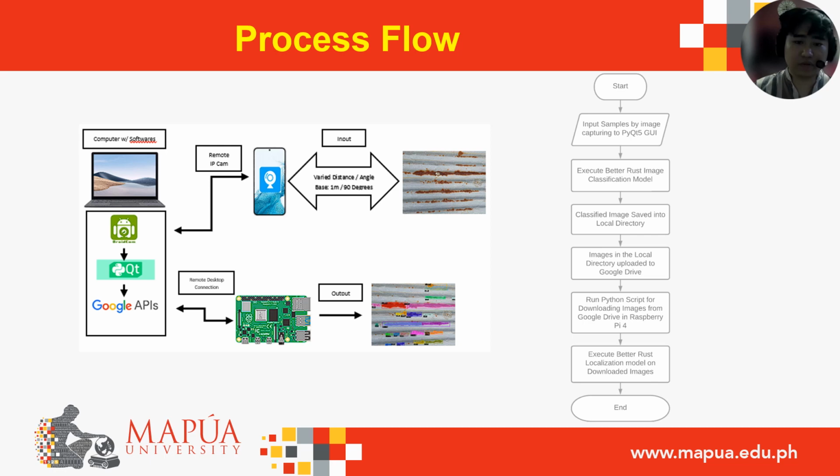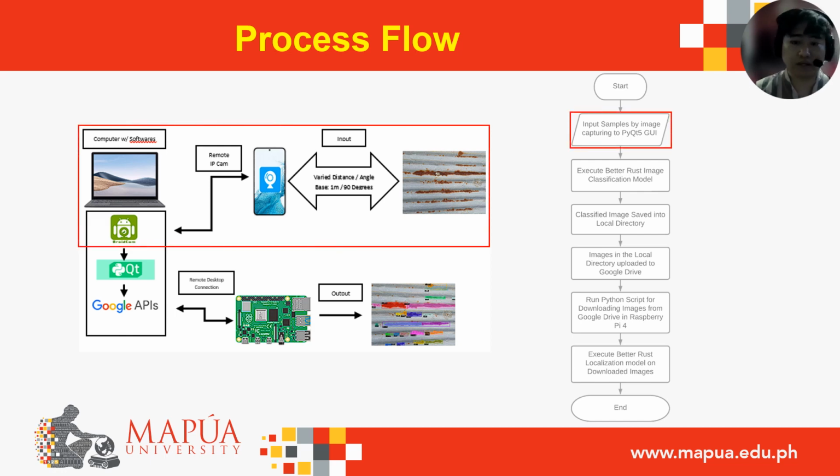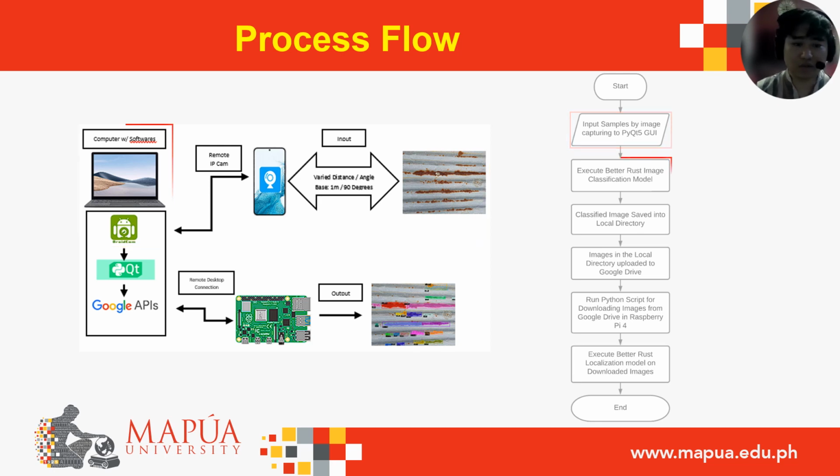And here is our process flow for our study, which aims to develop a rust detection system that can classify rust based on visibility and locate rust on the classified images. A PyQt5 graphical user interface or GUI was developed that can capture images from a camera. This GUI holds the CNN model and can execute the classification process. Then the classified images are saved to a local directory. An execute button can be used to upload the classified images to Google Drive.